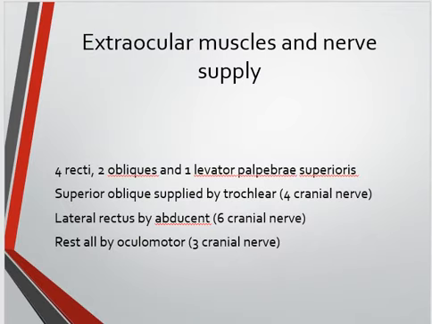Let us begin with the understanding of the various extraocular muscles and the nerves. The ocular muscles can be divided into extraocular muscles which are present outside the eye globe and intraocular muscles which are within the eye. So we are discussing only the extraocular muscles at the moment. Each eye has got four recti muscles, that is superior rectus, inferior rectus, medial rectus, lateral rectus, two obliques, that is superior oblique, inferior oblique, and one levator palpebrae superioris.